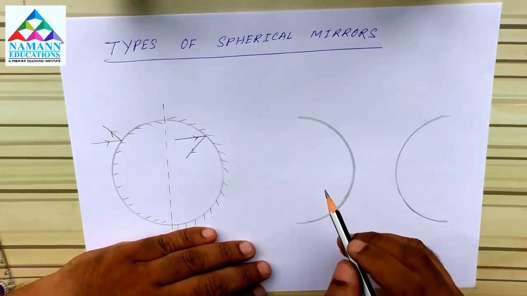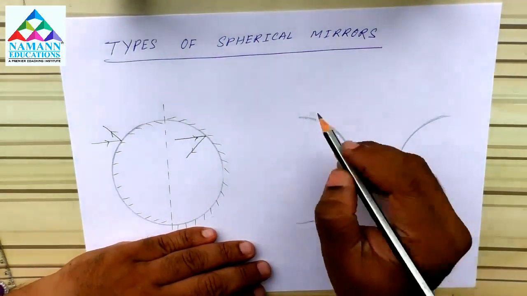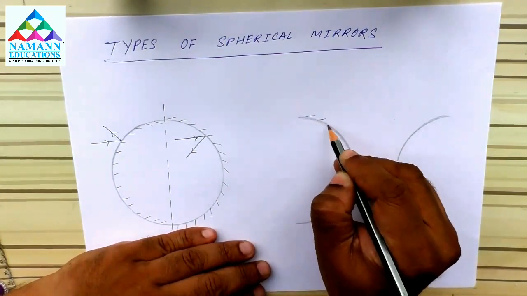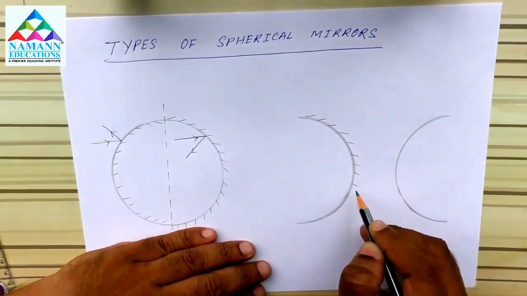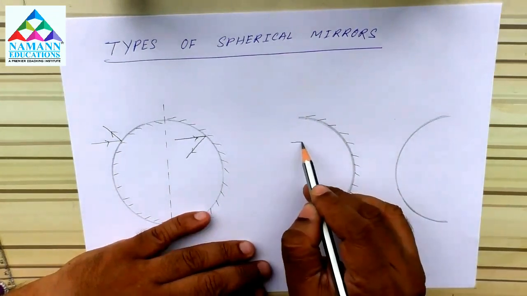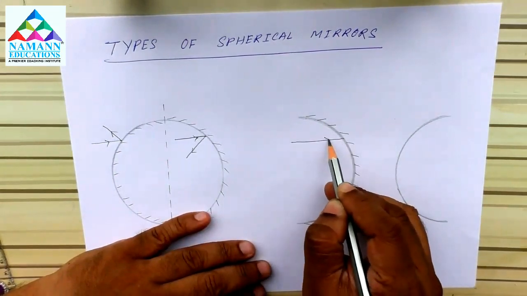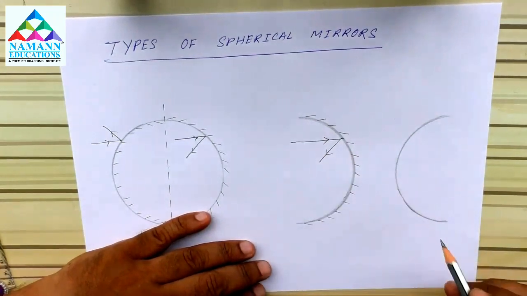Now which is a concave mirror? A concave mirror is a type of spherical mirror which is polished from the outer side and in which reflection of light takes place from the inner surface, or we can say bent in surface or concave surface.